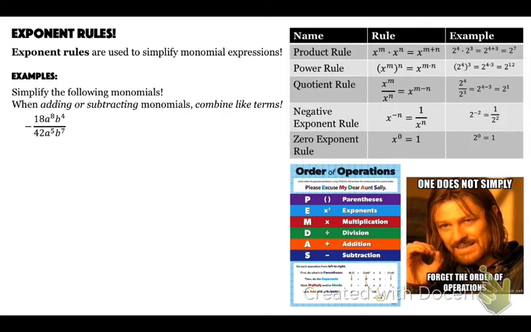So we have negative 18 a to the 8th, b to the 4th, over 42 a to the 5th, b to the 7th. Well, first, we can just simplify this as if we're reducing a fraction. So we want to see what number goes into 18 and 42. Well, 6 goes into both of them, and I knew that because they're both even.